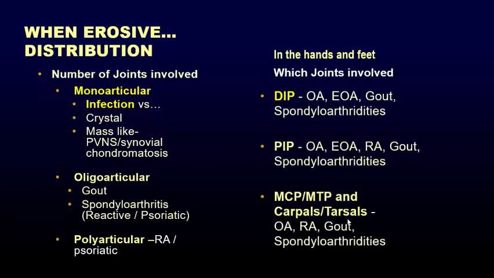In the hands and feet, you'll notice I outlined DIP. One diagnosis not in that differential is rheumatoid arthritis. Rheumatoid arthritis is exceptionally rare in the distal interphalangeal joints, whereas psoriatic arthritis really loves the distal interphalangeal joint. So if I'm dealing with a polyarticular arthropathy and the DIP is involved, I'm going to favor that one being psoriatic arthritis or something else, but not rheumatoid arthritis.